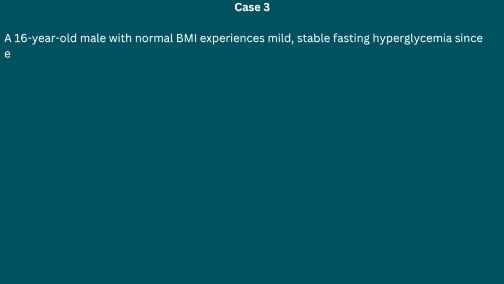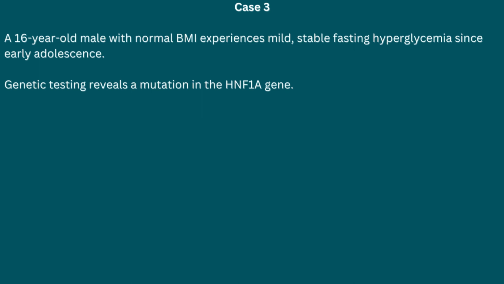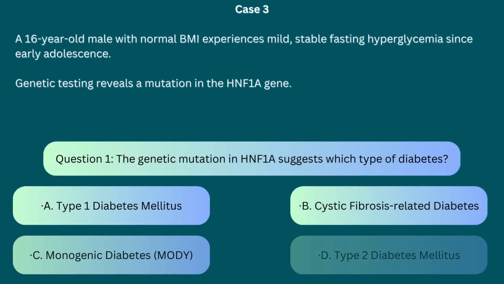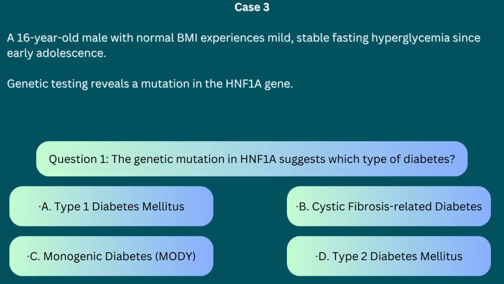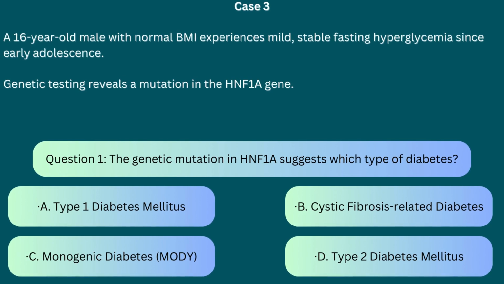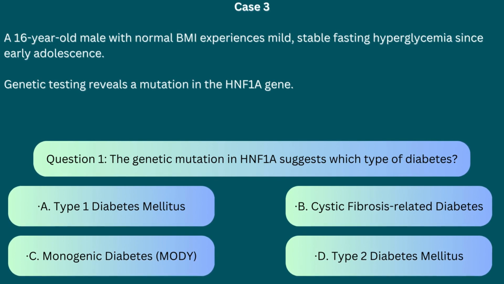Case number 3. A 16-year-old male with normal body mass index experiences mild, stable fasting hyperglycemia since early adolescence. Genetic testing reveals a mutation in the HNF1A gene. Question number 1. This genetic mutation in HNF1A suggests which type of diabetes? A. Type 1. B. Cystic fibrosis-related diabetes. C. Monogenic diabetes or MODY. D. Type 2 diabetes. The correct answer is C.